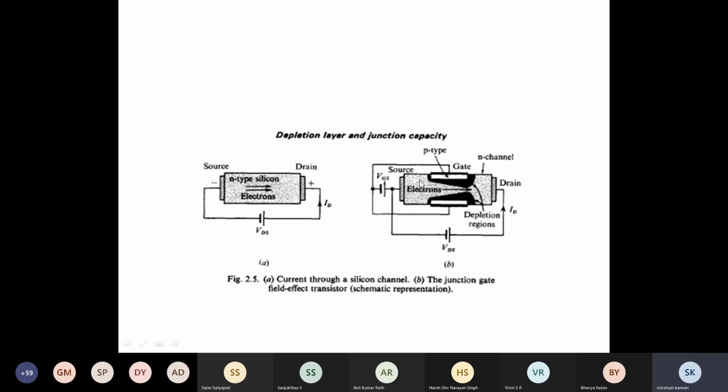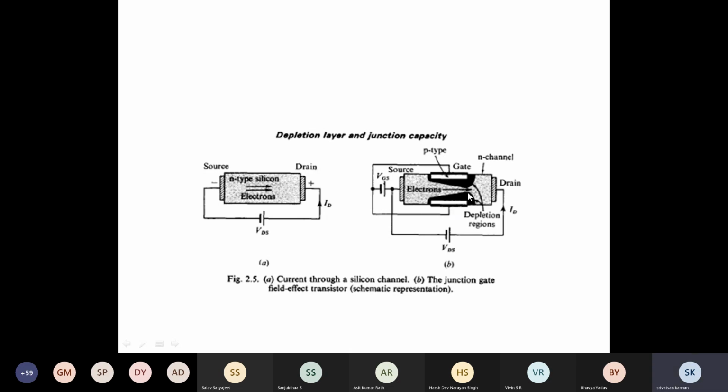Which junction is more reverse biased and which junction is less reverse biased? You have connected the positive supply to the N channel, right? So this junction is more reverse biased than the source to gate, right? So what will happen? The depletion region increases. You can see the wedge-shaped curve. This is known as the depletion region. More depletion region is formed near the drain, whereas less depletion region is formed near the source. So you can see this wedge-shaped curve of the FET.